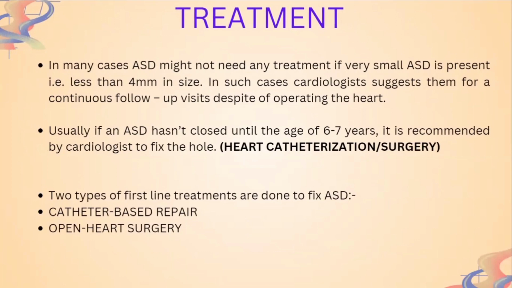Now, the treatment portion of both ASD and VSD. In many cases, ASD might not need any treatment if a very small ASD is present, that is less than 4 mm in size. Then the cardiologist suggests continuous follow-up instead of operating on the heart. Usually, if ASD or VSD hasn't closed by the age of 6 to 7 years, cardiologists recommend fixing the hole, by heart catheterization or surgery. Mainly, two types of first-line treatments are done to fix ASD: firstly, catheter-based repair, and secondly, open heart surgery.